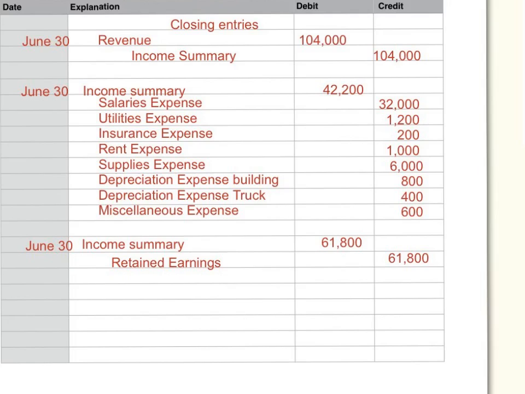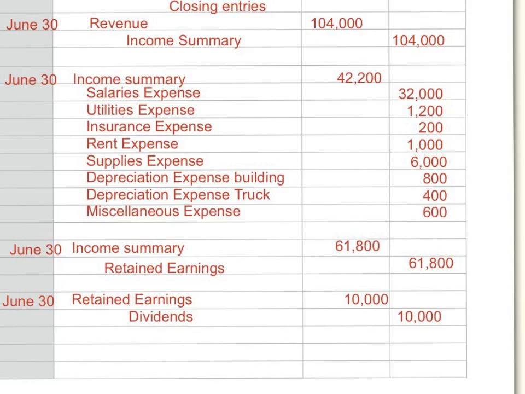Income summary had a debit balance of $42,200 and it had a credit balance of $104,000. So with another debit to income summary of $61,800, I close out income summary and I increase the retained earnings by $61,800. There's only one more thing to do, and that is to close out the dividend account. And lastly, we close it out to retained earnings. This time retained earnings goes down, and by posting a credit to dividends, we will bring it to a zero balance.